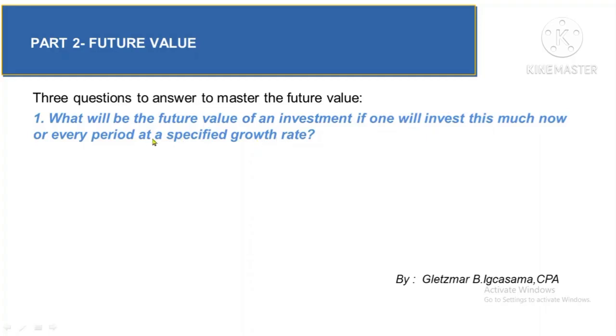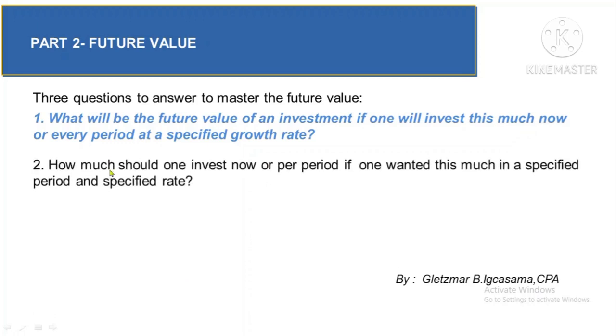So in here, the amount of money to be invested and the growth rate are given. You are to find out the investment value in the future. The number 2 question is, how much should one invest now or per period if one wanted this much in a specified period and specified rate? So here, the desired future value of money and the interest rate is given. What's missing is the amount to be invested.